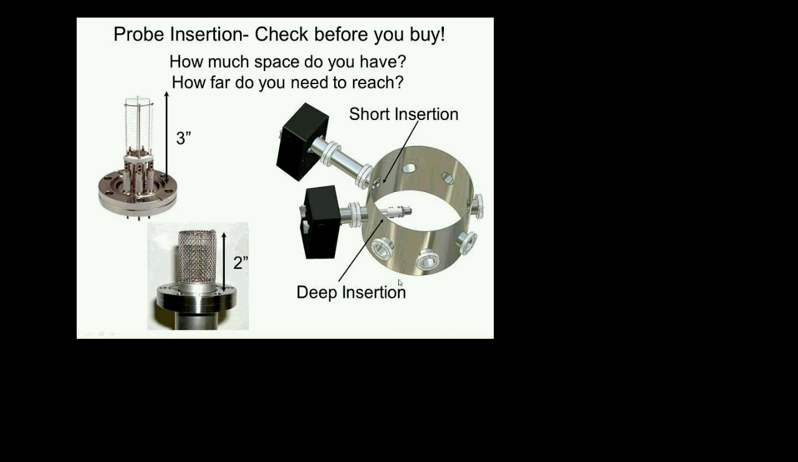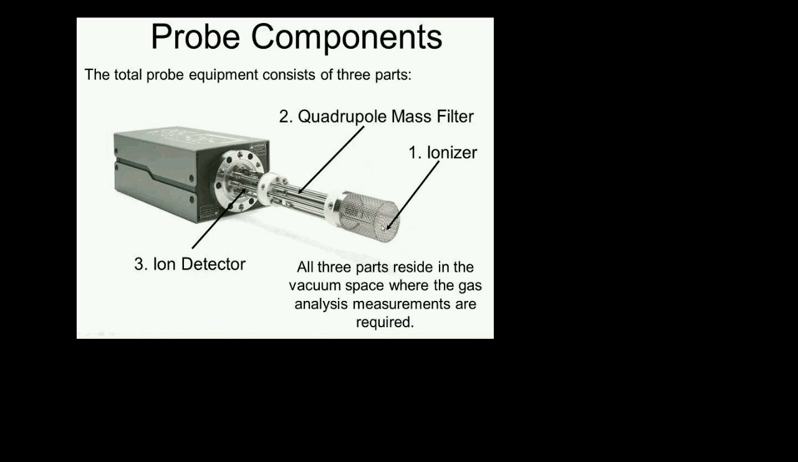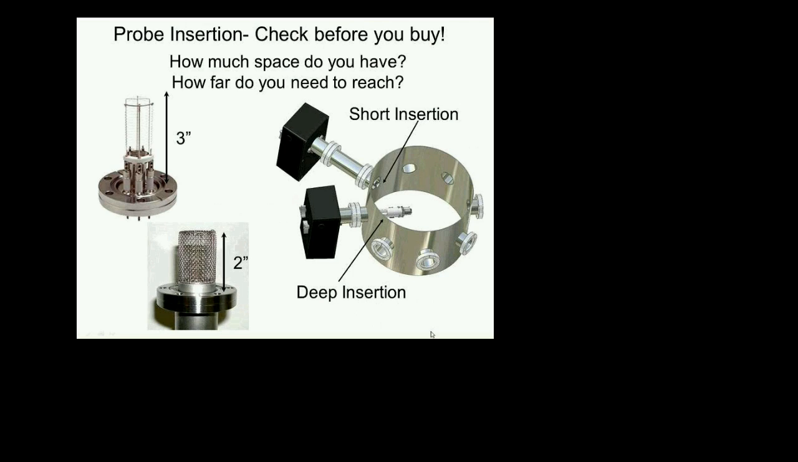In terms of the probe insertion, the probe is in some way going to go into your vacuum system. So one of the things that you have to be careful about when you are about to install a residual gas analyzer is what I call the probe insertion length. So check before you buy, make sure it's going to fit in your vacuum system, or whether you need additional parts to make it fit. How much space do you have? How far do you need to reach?